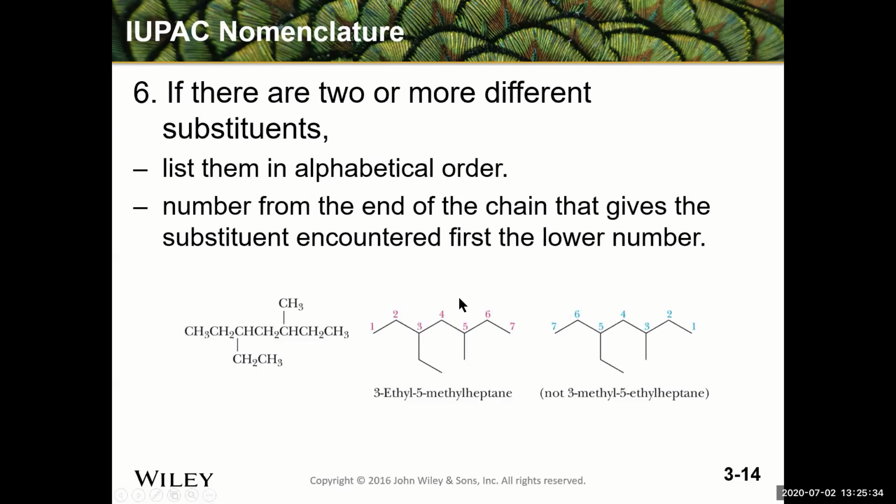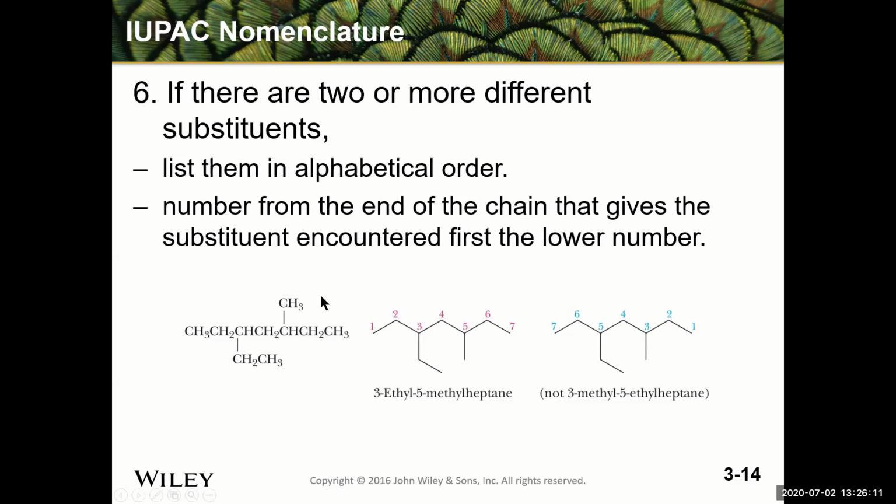Now it gets more complicated. This is the case where you have 2 or more different substituents. Here what we do is we list them in alphabetical order, and then to decide the numbering, you number from the end of the chain that gives the substituent encountered first the lower number. It's like the previous rule. You choose the right numbering when the first substituent has the lower number of carbons.